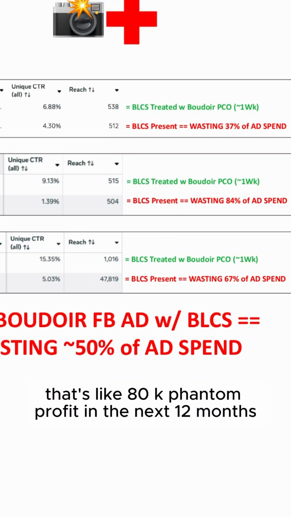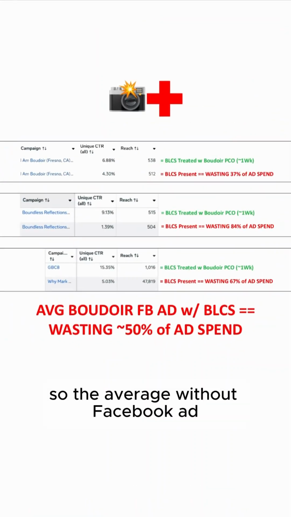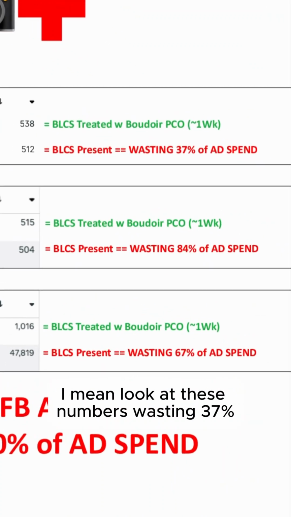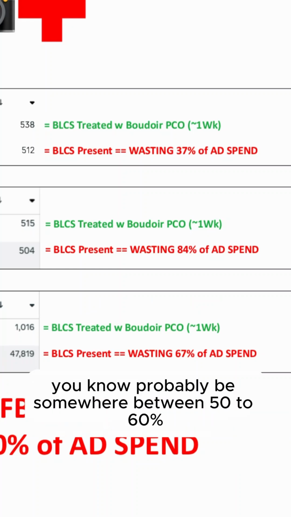Phantom profit, that's like 80K phantom profit in the next 12 months. So the average Boudoir Facebook ad with BLCS is wasting about 50% of its ad spend. I mean, look at these numbers: wasting 37%, wasting 84%, wasting 67%. Take the average. It'll probably be somewhere between 50 to 60%.